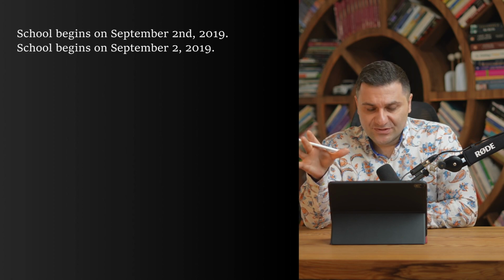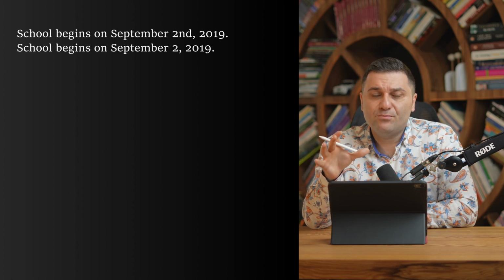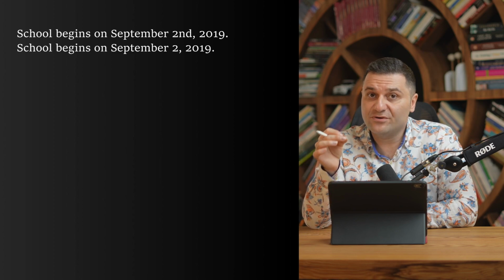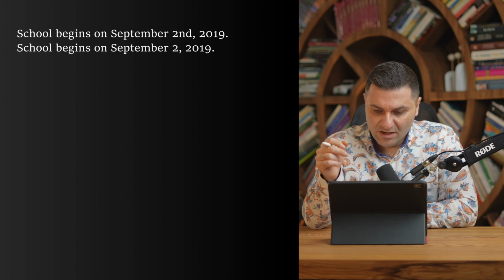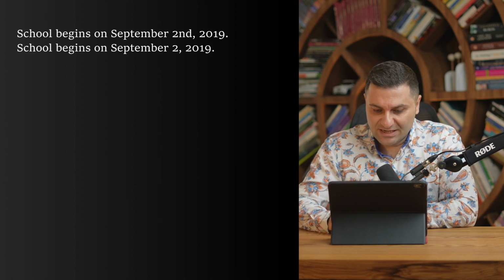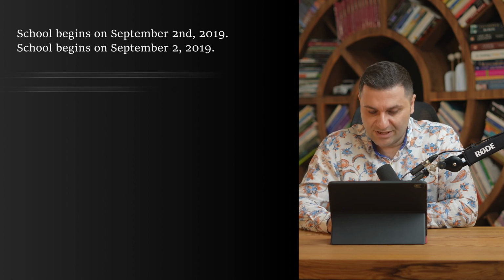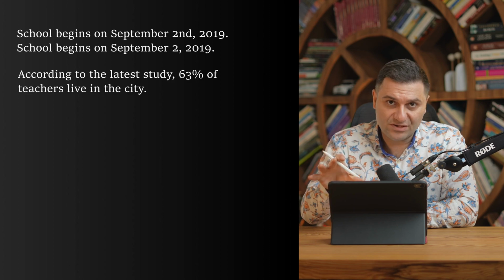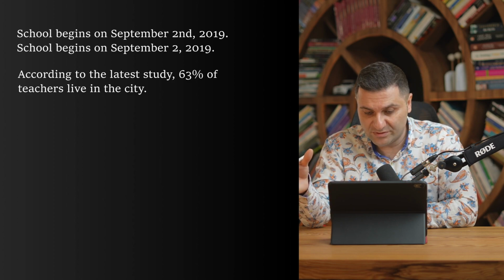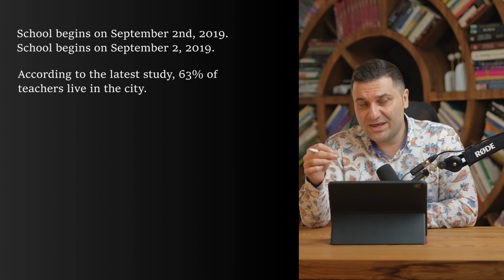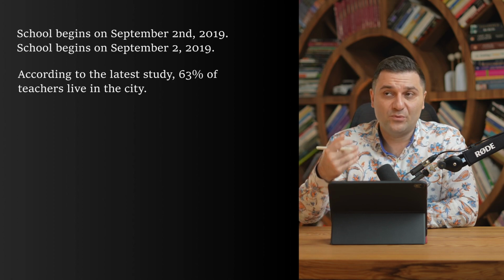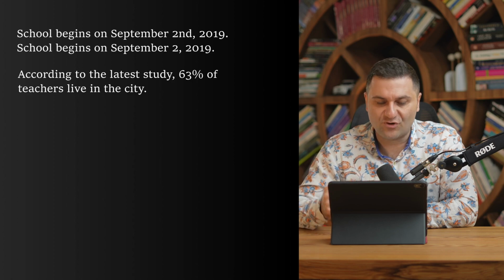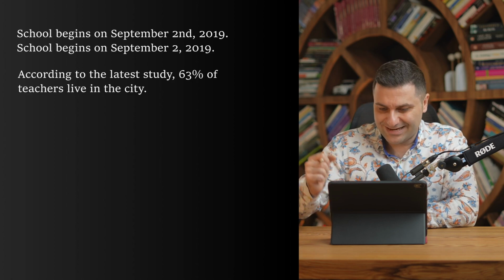For percentages, we write percentages in numerals unless they appear at the beginning of a sentence. So when it's in the middle, like in this sentence, according to the latest study, 63% of teachers live in the city, we write numerals. However, if it's at the beginning of a sentence, we spell it out, like eighty point five percent of students drive to school.